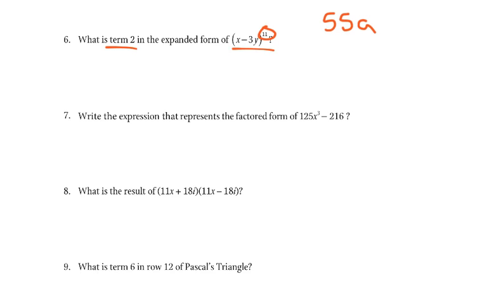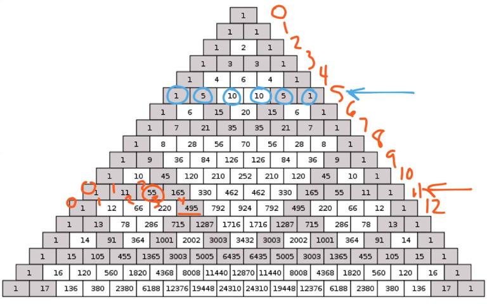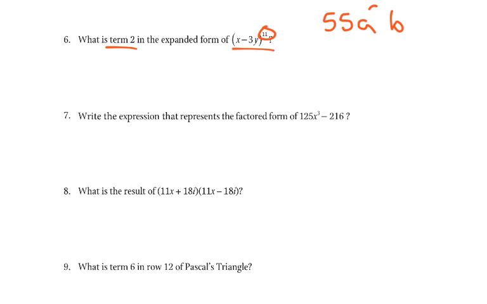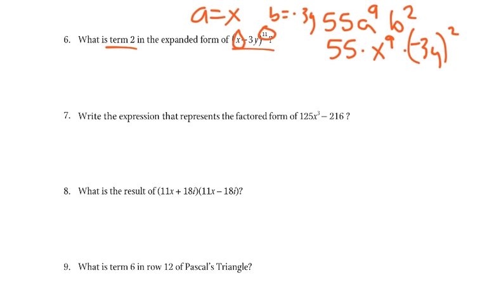Okay, then A and B. So A at 0 term would be A to the 11th, B to the 0, because that's how we start. So this would be A to the 10th, then A to the 9th. Well, if it's A to the 9th, B has to be 2, because 9 plus 2 has to equal 11. So we have A to the 9th, B squared. A is x, B is negative 3y. So I go 55 times x to the 9th times negative 3y squared.